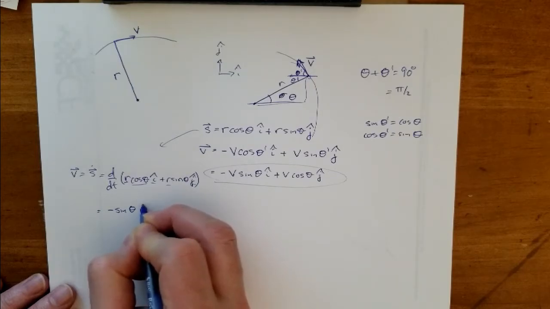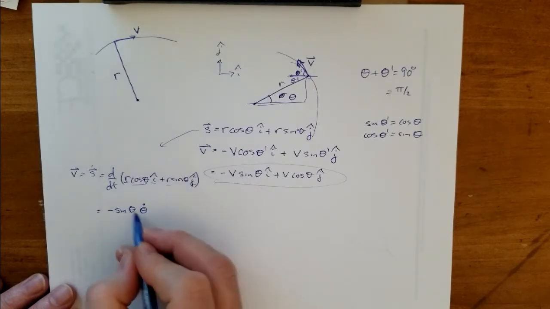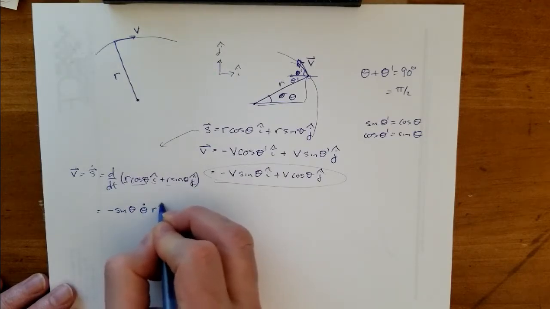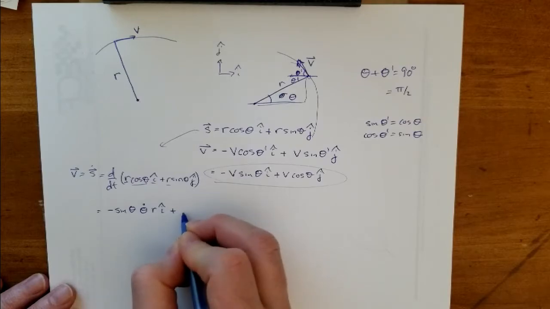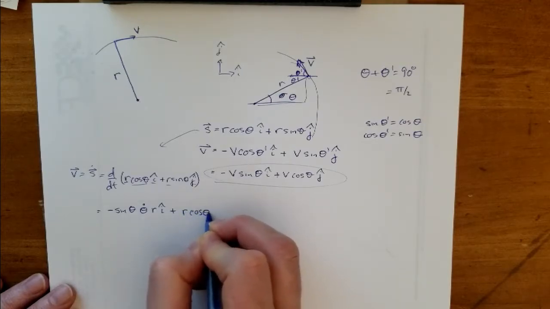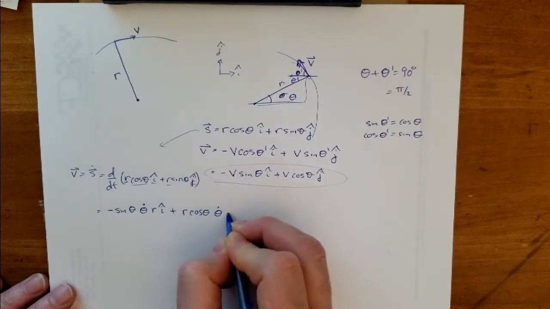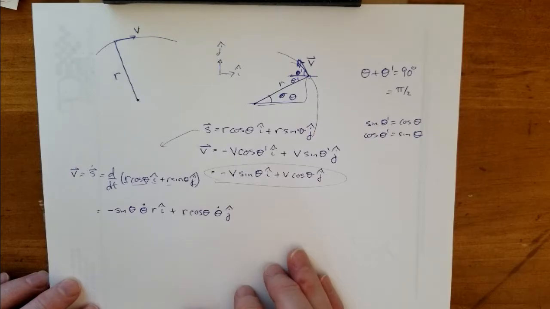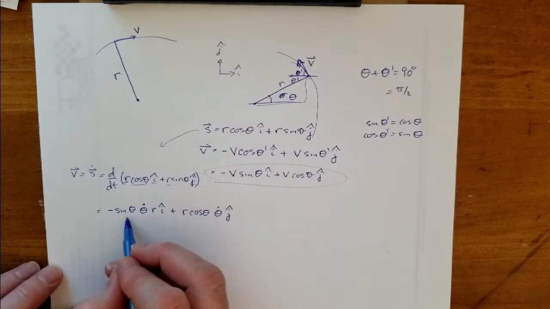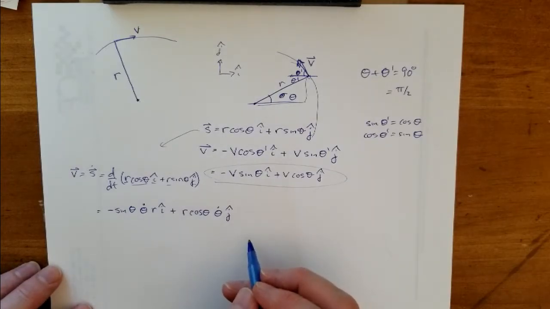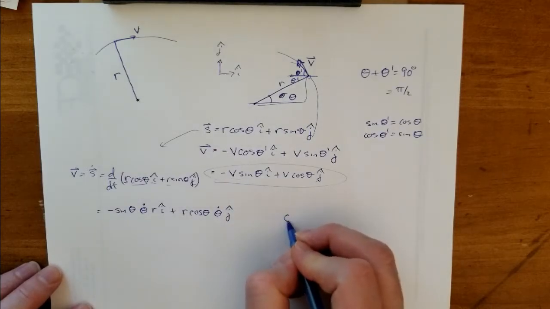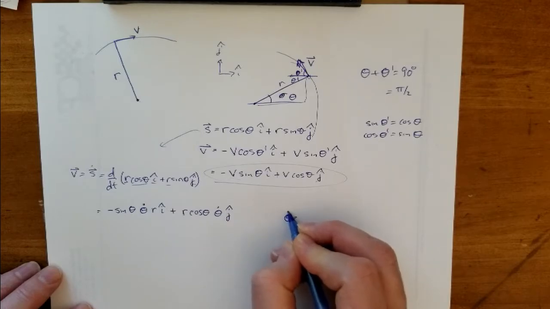times theta dot, the derivative of theta with respect to time, r i hat, plus r cosine theta, theta dot j hat. And, well, it's got to be equal to that. So this theta dot is the derivative of theta.